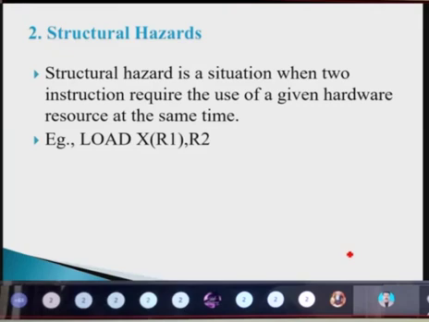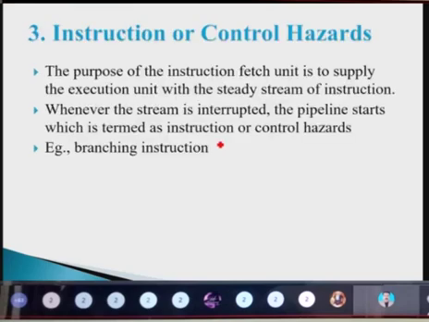And a structural hazard is a situation when two instructions require the use of a given hardware resource at the same time. Okay, so instructions like load x of R1, R2, when I'm just loading the data. Where two instructions require the use of the given resource at the same time, it's waiting. In that sense, we call it a structural hazard.